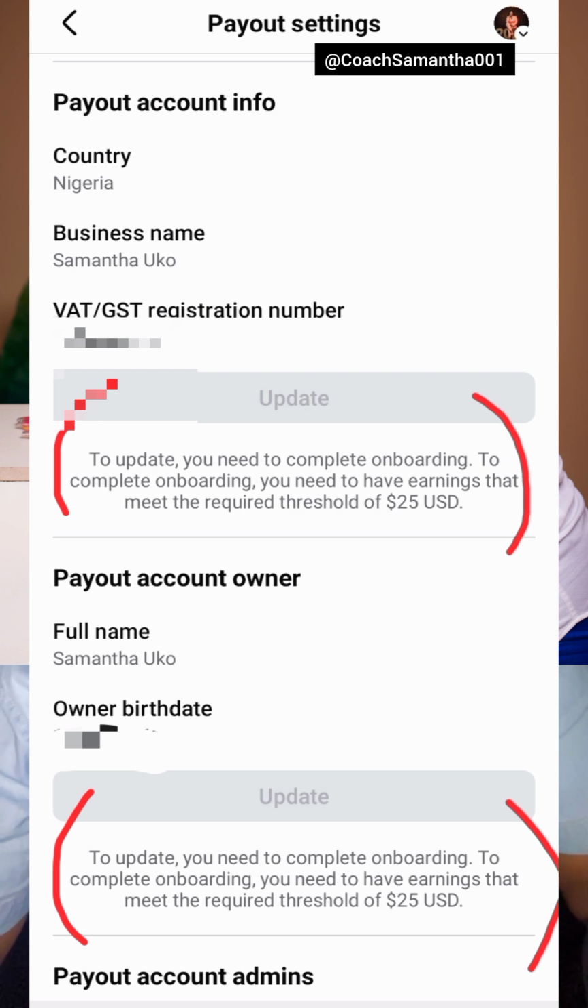So once the platform sees you have started getting views, engagement, you've started building, they are definitely going to send you a payment account setup. So you do not need to waste time.